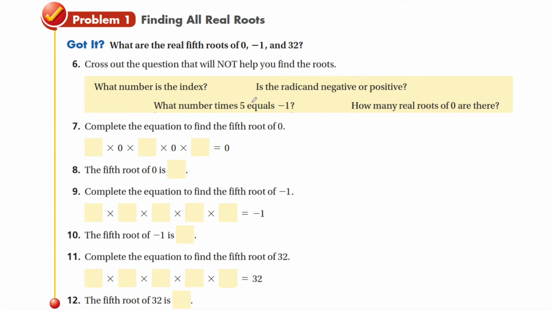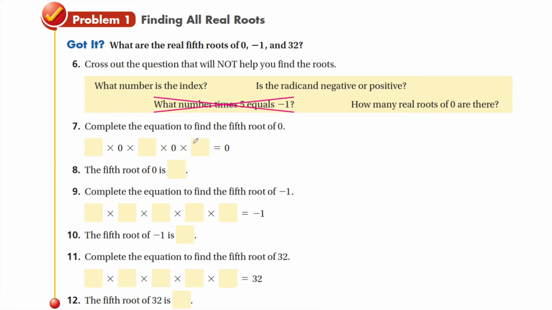What number times 5 equals -1? Well, we're not actually figuring out what we are multiplying by 5 to get -1. We're trying to figure out what we have to multiply by itself 5 times to get -1. So that is going to be the one question that I think we can cross off right off the get-go. And last but not least, how many real roots of 0 are there? That is very important because we're looking at that 0 right up top.